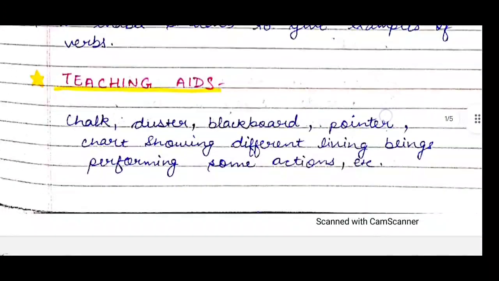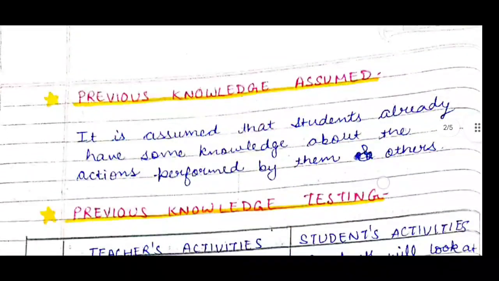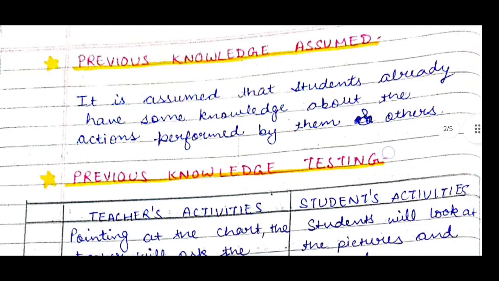Next is teaching aids. So what all do we need to teach our topic? We need chalk, duster, blackboard, pointer, chart showing different living beings performing some actions, etc. Then previous knowledge assumed. It is assumed that students already have some knowledge about the actions performed by them and others.